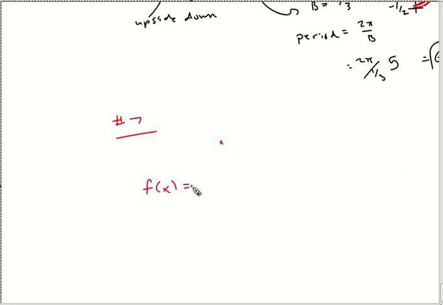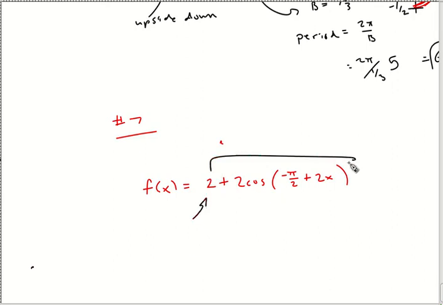Okay, so we got 2 plus 2 cosine of -pi over 2 plus 2x. I just really like red today, apparently. Okay, there we go. So let's figure this thing out. This plus 2 should kind of go in the back. It's going to be a vertical shift. I'm just going to write up because it's going up. It's going up to 2. That's my amplitude right there.